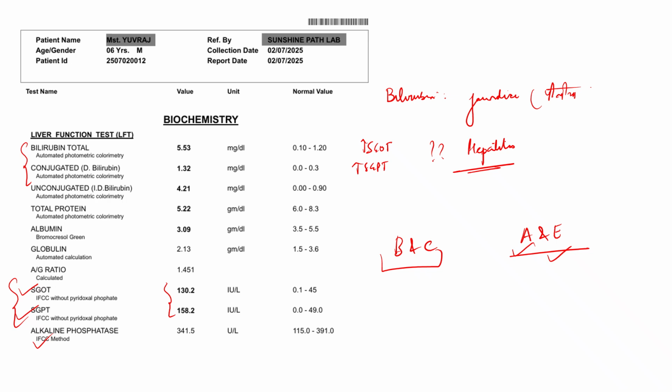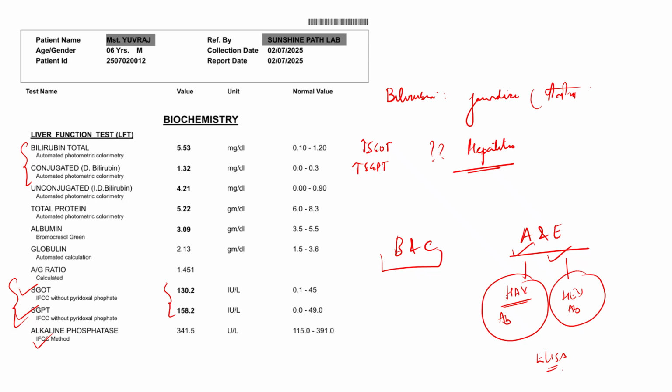So what are the tests? Let's talk about B and C as well, but first let's focus on A and E, which is very important in this. For A, we'll go for HAV antibody, and for E, we'll go for HEV antibody. Both are done by ELISA method, and they are very important when LFT is deranged, as in this case.